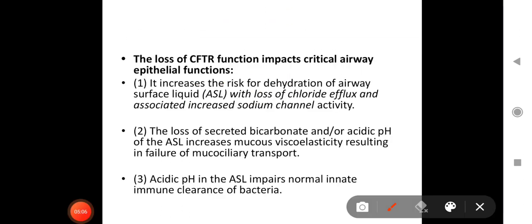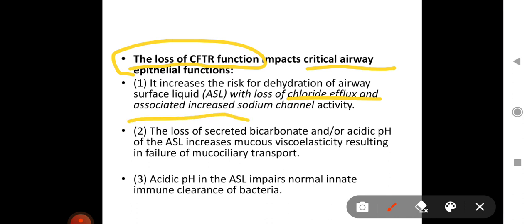Now, the loss of CFTR function impacts critical airway epithelial functions. What does the loss of function of this protein do in the body? In the airways, the epithelial function is disturbed. It increases the risk for dehydration of airway surface liquid with loss of chloride efflux and associated increased sodium channel activity. So, the loss of secreted bicarbonate and the acidic pH of the airway surface liquid increases mucus viscoelasticity, which results in failure of mucociliary transport.